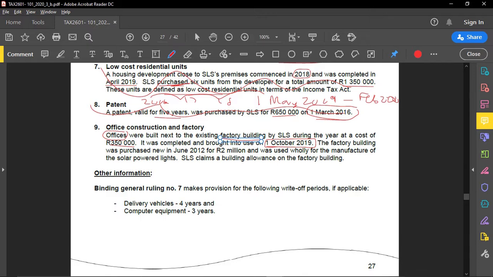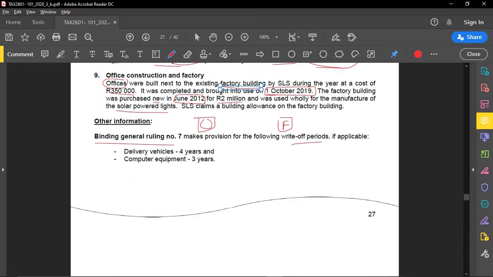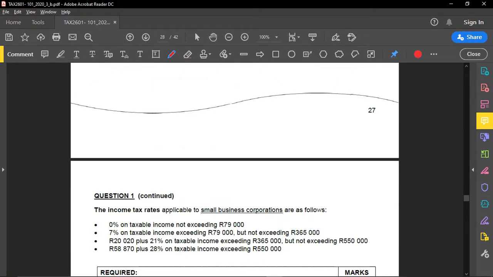We will obviously apply a deduction here, potentially in terms of capital allowances. The factory building was purchased new in June. Okay, so June it was purchased new, and that was for 2 million, and was wholly for the manufacture of solar powered lights. Okay, so there's two buildings here. Obviously office, factory. SLS claims the building allowance on the factory. All right, so this is looking at right of period. Okay, no, that's something else. That's wear and tear allowances, but that doesn't apply here because we've already claimed a capital allowance previously. So we don't need the other information.